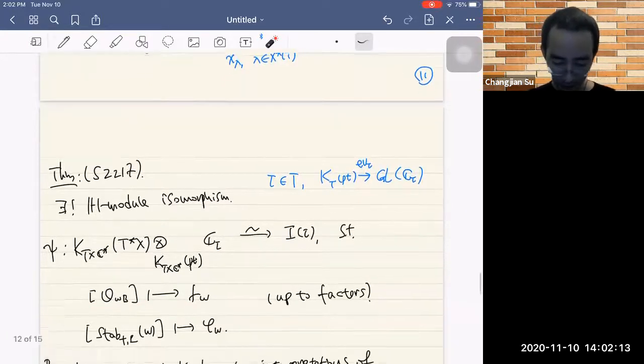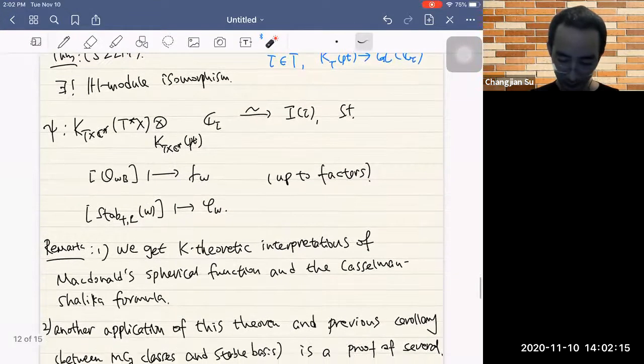Anyway, once we have these two identifications, the first result is this: on the dual side there are many classical formulas, called Macdonald's formula for the spherical functions, and also the Shintani-Casselman-Shalika formulas for the spherical Whittaker functions. Once we have this identification, we can get a K-theoretical interpretation of these formulas, and we can also reprove them very easily using localization.